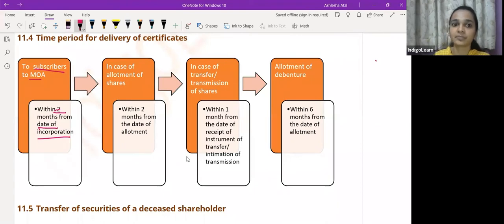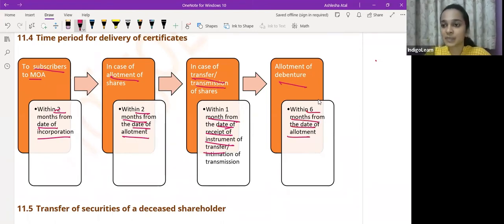to the memorandum. In case of allotment, 2 months from the date of allotment. If shares have been allotted to someone, then within 2 months from the date of allotment, the share certificate shall be delivered. In case of transfer or transmission, 1 month from the date of receipt of transfer instrument, that is transfer deed. And for debentures, the debenture certificate has to be issued within 6 months from the date of allotment. So these are different time spans within which the share certificate shall be issued under different conditions.